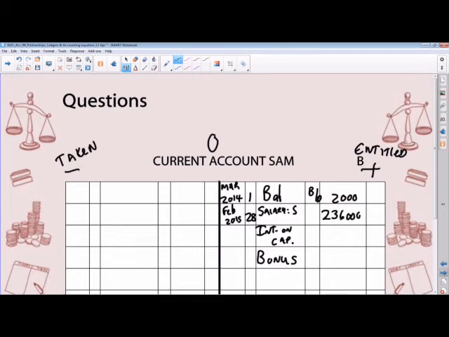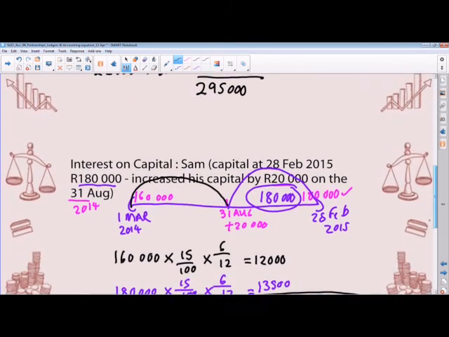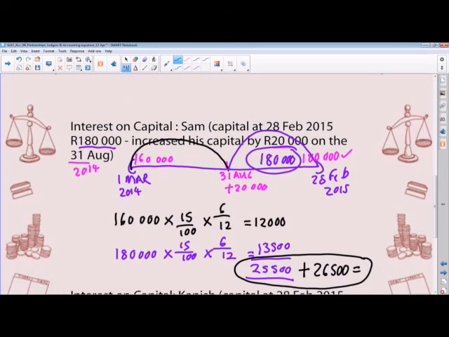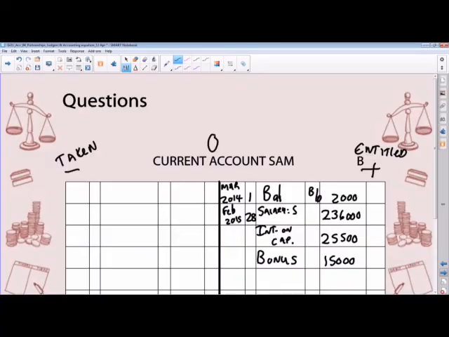236,000. Interest on capital, so let's go back, we don't have to redo the calculation because it's done already. Interest on capital for partner Sam was an amount of 25,500, so let's fill that in. And then the bonus that partner Sam was entitled to in terms of the additional information was an amount of 15,000. Remember, he was the only partner that was entitled to the bonus. So we've given him what we call his primary distribution: salary, interest on capital, as well as bonus.